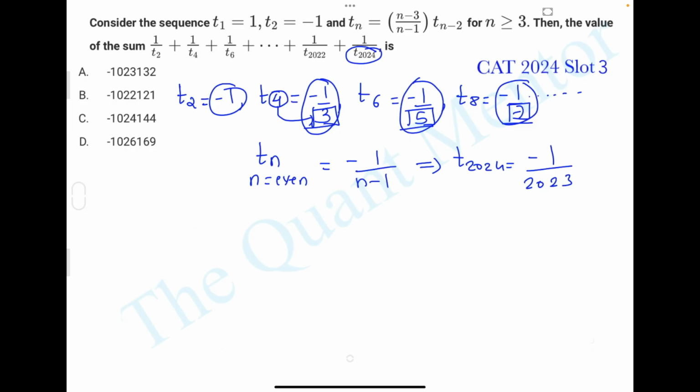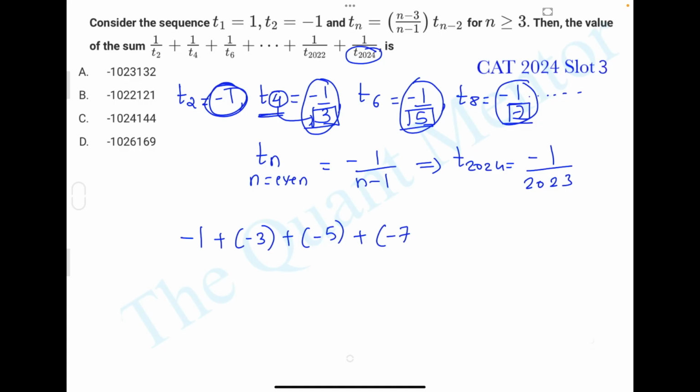Now the question becomes very easy. If you notice, the first term is 1/t2. 1/t2 is the reciprocal of minus 1, which is minus 1 only, plus. The next term is 1/t4. t4 is minus 1/3. The reciprocal is minus 3 only, plus. The next term is 1/t6. t6 is minus 1/5. The reciprocal is minus 5, plus. t8, the next term would be minus 1/7.